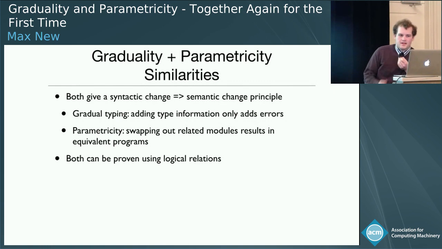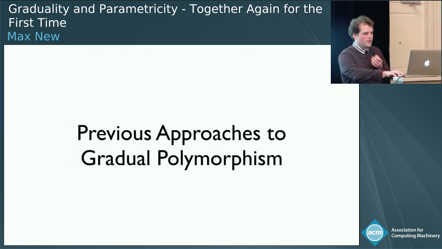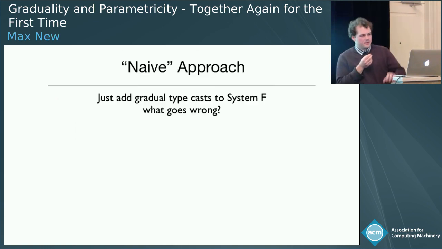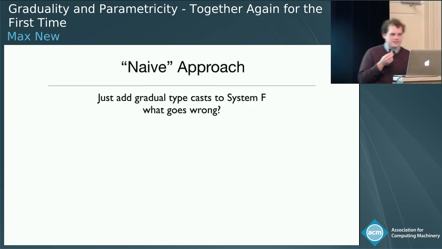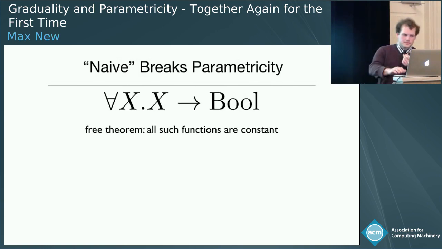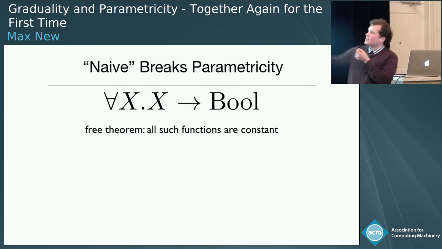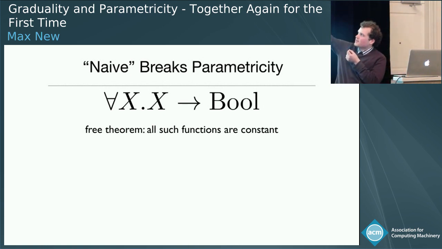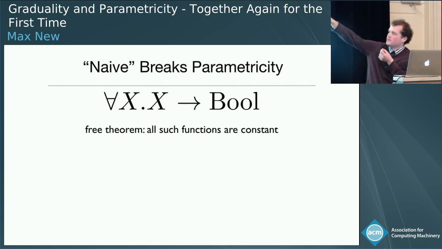Okay, so that's what they have in common, but now let's look at what this supposed conflict is between the two. So let's look at previous work on gradual polymorphism. First of all, there's the kind of straw man approach, but this is really just the obvious approach. Just take what we know about gradual typing and apply it to System F. And what happens is you don't get the same kind of parametric reasoning. So for instance here, we have a type for all X, X to bool, and in System F, it's a free theorem that since we can't really inspect this X, we shouldn't be able to use it to determine what the output is, so this should have to be a constant function.